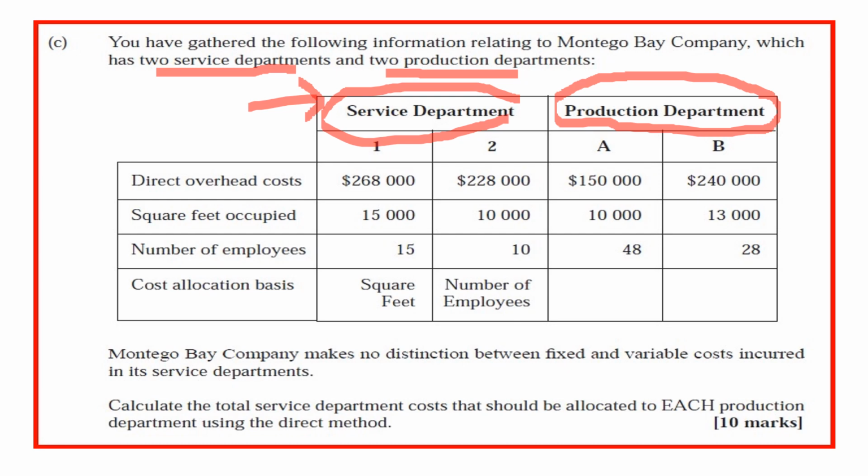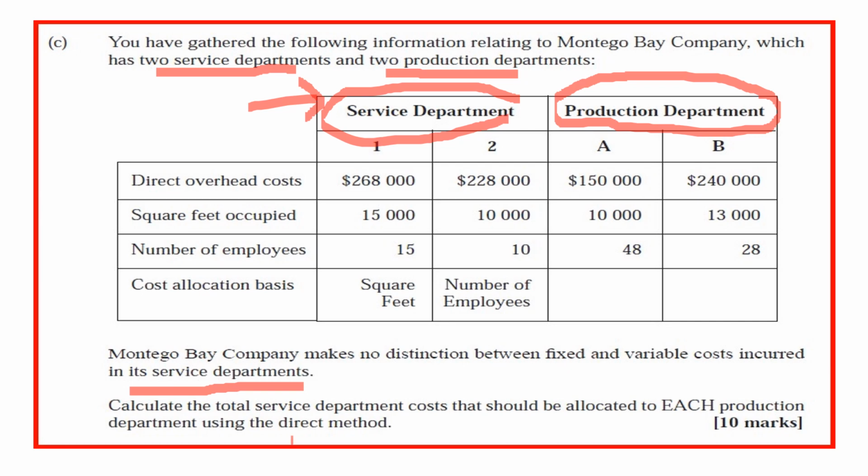Okay, so Montego Bay makes no distinction between fixed and variable costs incurred in its service departments. So it's not going to make any distinction between fixed and variable here. You just have the lump sum accumulated, the cost of these two departments. And calculate the total service department cost that should be allocated to each production department using the direct method.